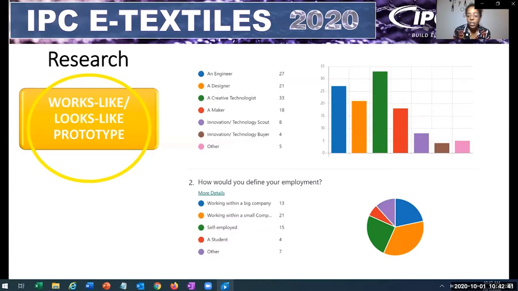So we kind of wanted to understand if this was a problem that other people saw, and if this was something that could be useful for not just e-textile prototyping, but for making really high quality prototypes in general. So we put out a survey, and we had about 60 people respond from our mailing list. Most of those people were self-identified as creative technologists, followed by engineers, followed by designers. And people in general worked for small companies, followed by being self-employed, and then working within a big company. So we got a really good picture of who our audience was, and they were kind of varied people who were all very product focused.